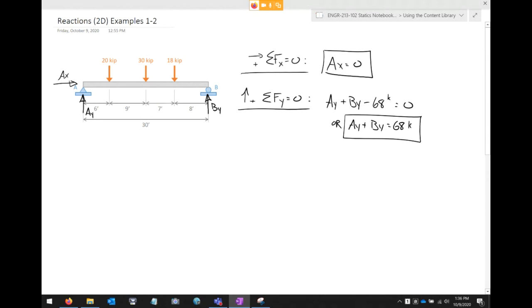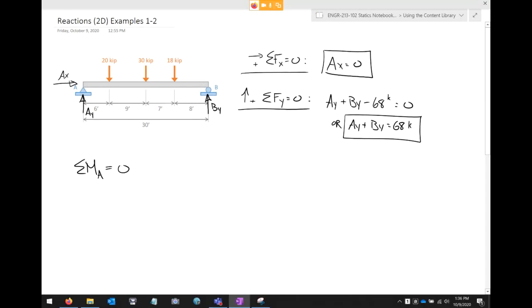Now what I'm going to do is sum moments about point A. To be clear, there's nothing special about summing moments at point A. I could sum moments about point B, or about any point. The answer will still come out the same because the math doesn't care where you sum moments about. The forces have to be what they are in order to achieve equilibrium for the system as a whole. But to keep things simple, I'll sum moments at A.